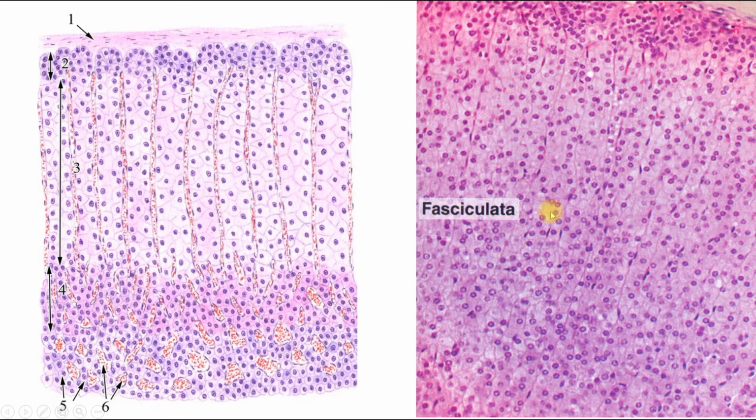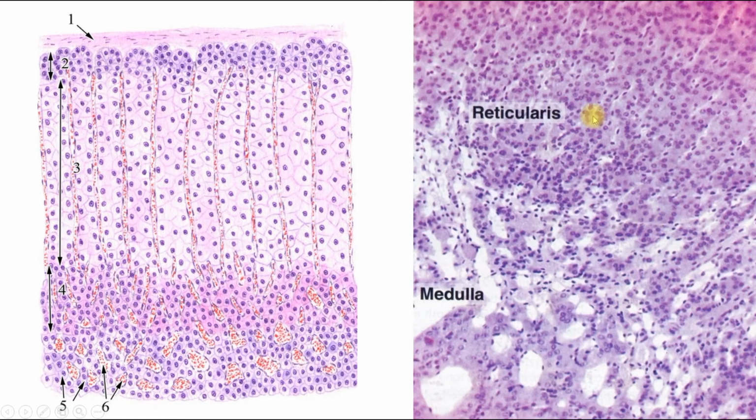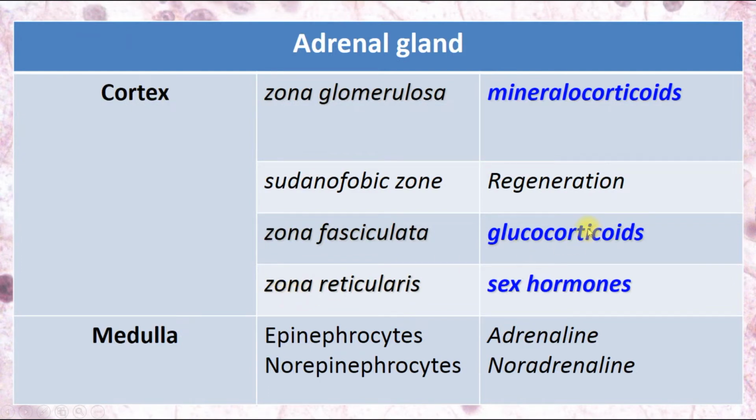Here we can see zona fasciculata, and the deepest zone is zona reticularis. It has reticular appearance, network-like appearance. And different zones of adrenal cortex, they produce different hormones. All cortical hormones of adrenal gland, they are steroid hormones, but they have some features.